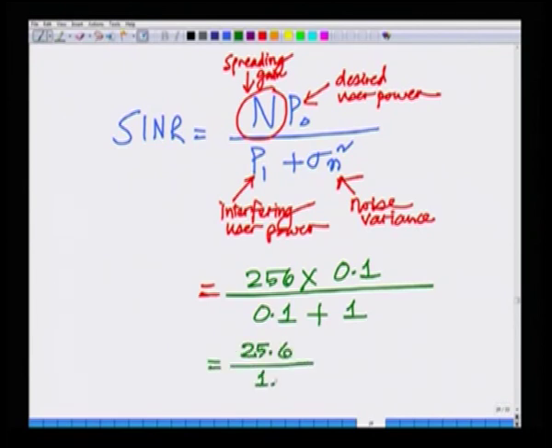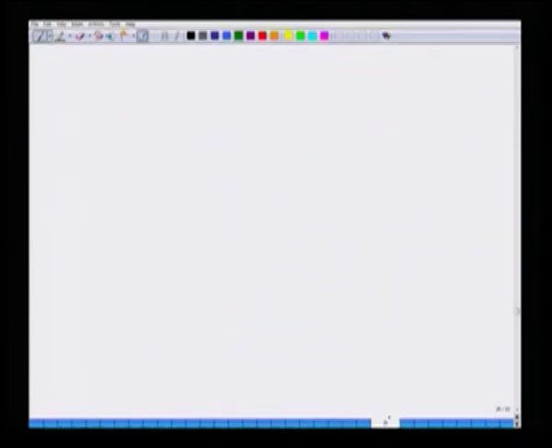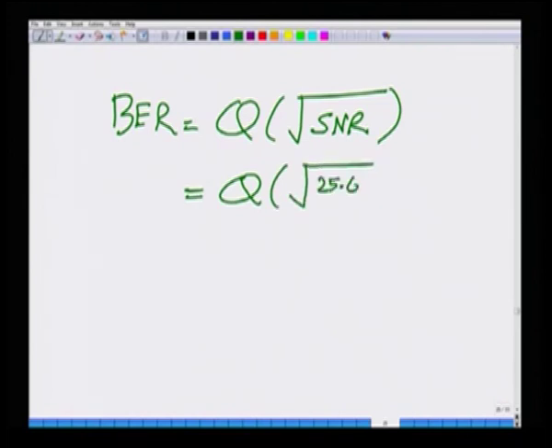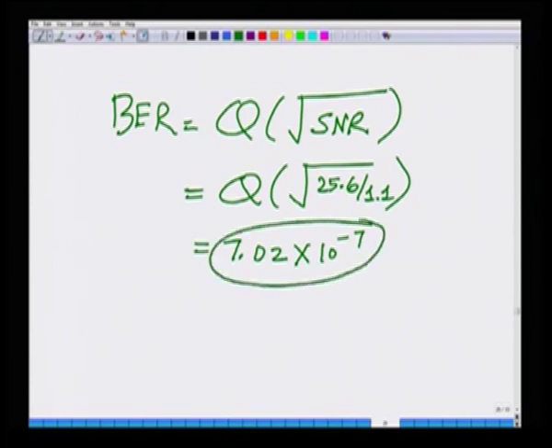Hence this is 25.6 divided by 1.1, and we said the bit error rate is nothing but Q of square root of SNR, equals Q of square root of 25.6 divided by 1.1, which is 7.02 into 10 power minus 7. Hence, we can see that at a power of minus 10 dB itself I am able to achieve a very low bit error rate of 7.02 in 10 power minus 7.